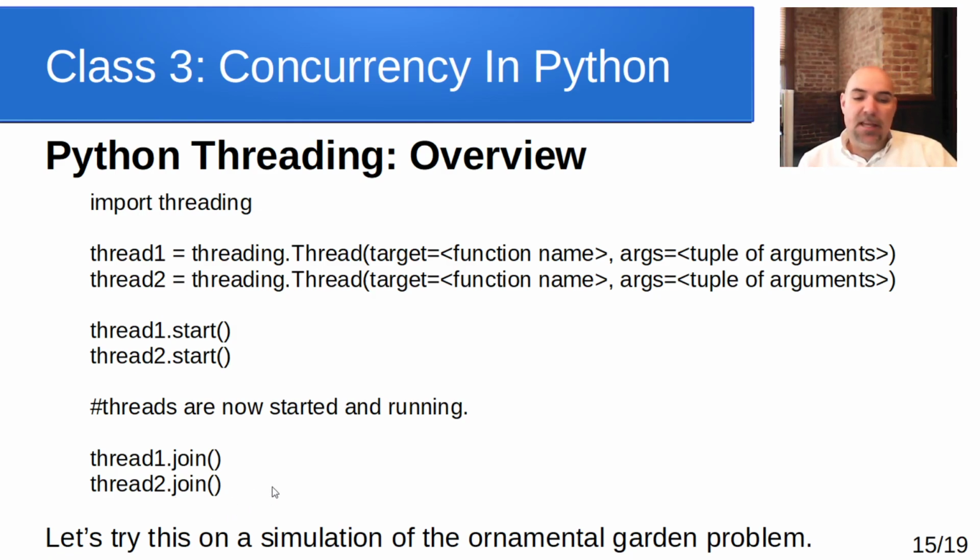All right, so let's try that on a simulation of the ornamental garden problem. And so I'm going to actually go ahead and write the code for that. So what we're going to do is go ahead and switch over to a Python interpreter. So let me do that first. Give me just a second here to launch a Python interpreter. And I'm going to go ahead and use IDLE for this. It's not a great development environment, but it's the one that comes with Python if you download it, and so you don't need to install or configure some other tool. You can just use that.